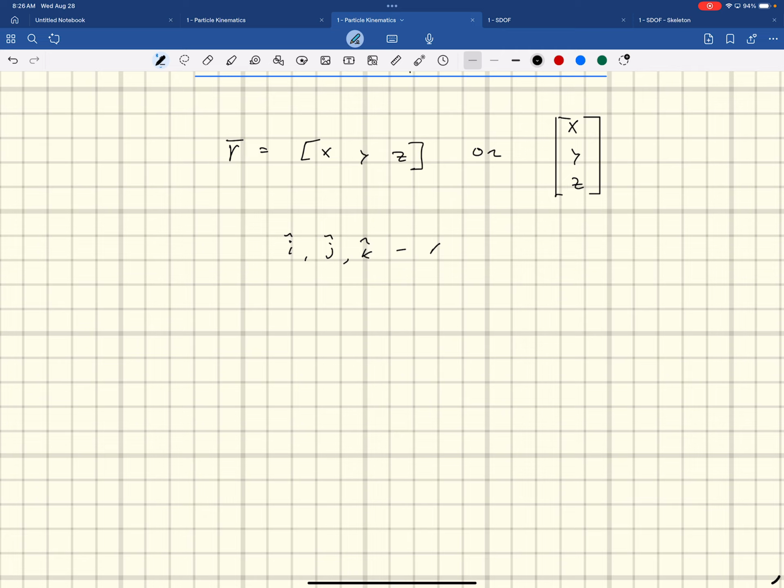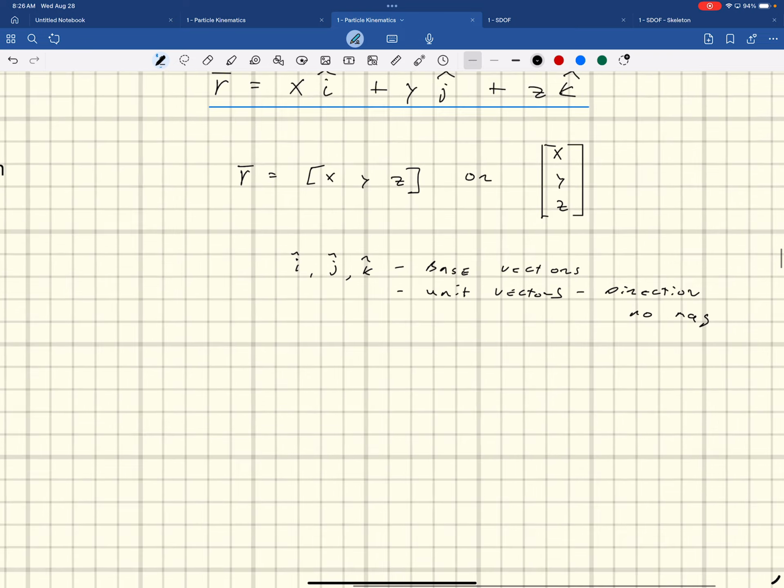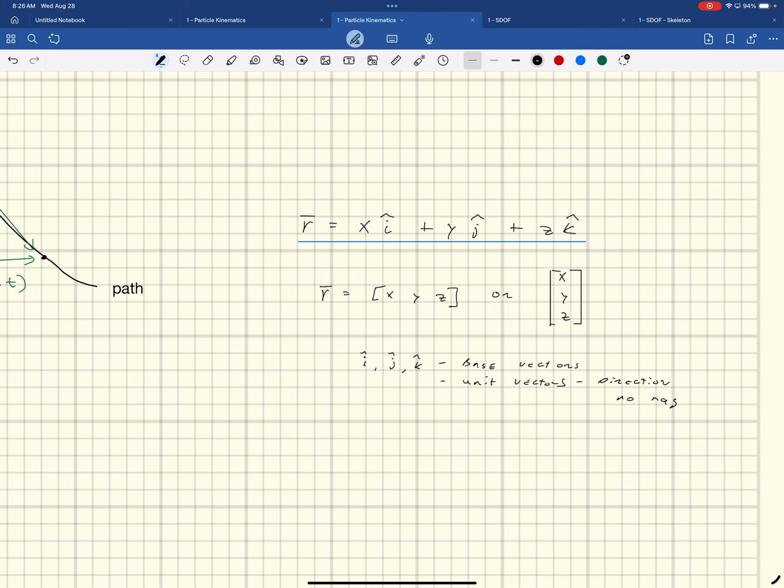These are base vectors. They're unit vectors. They have a direction but no magnitude. You guys remember that linear algebra stuff. Okay. So now it's come back down.